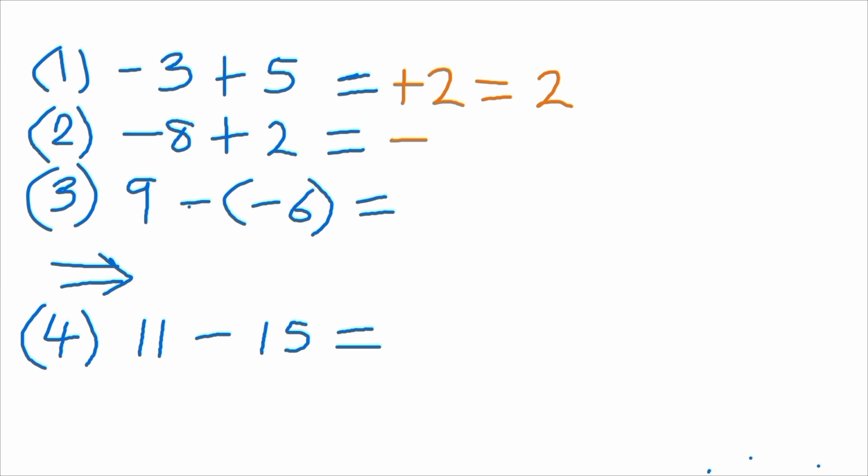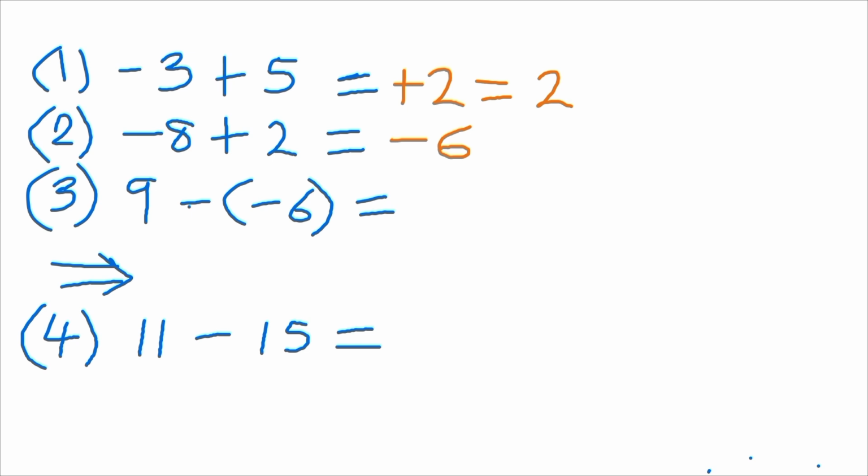Since their signs are different, don't forget, when their signs are different, you subtract. So I'm going to ignore their signs now and simply say 8 minus 2. 8 minus 2 is going to give me 6. So my answer is minus 6. I hope you are getting it. Now let's check number 3.